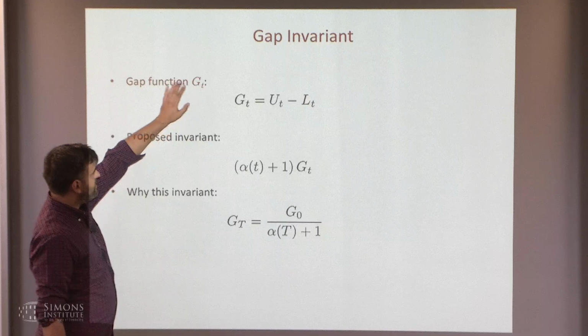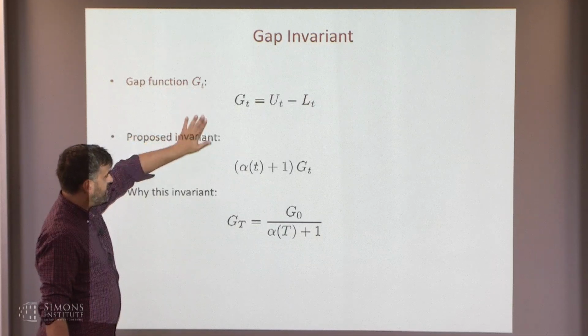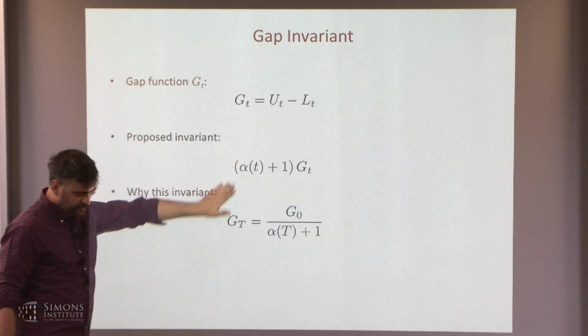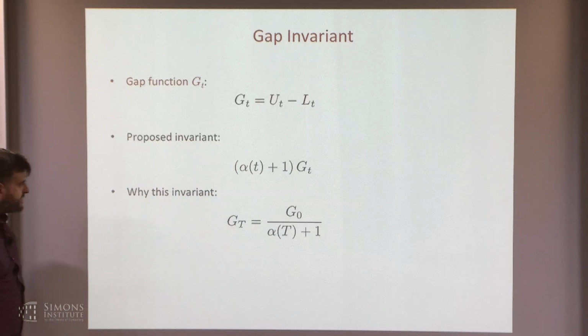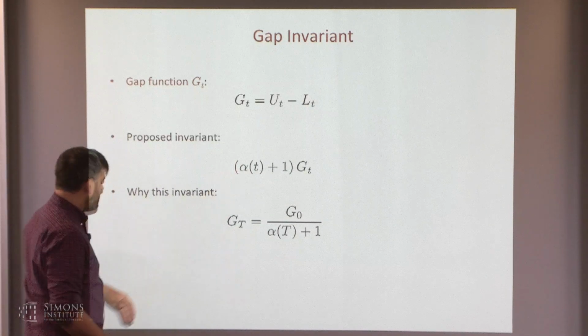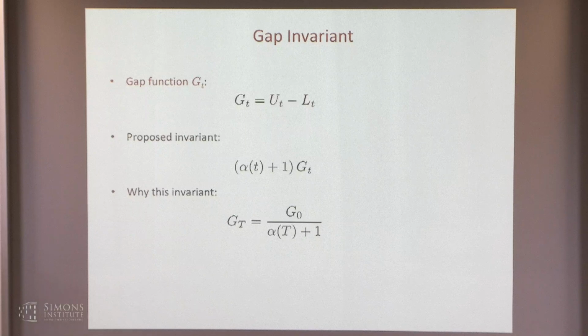So I define this. Now I have a notion of gap. And now there is this invariant, which is important. This is going to be kind of the invariant in all these algorithms. And the invariant is alpha t, you can think of it as just time, times the current gap. So I claim that our algorithm will preserve this quantity.